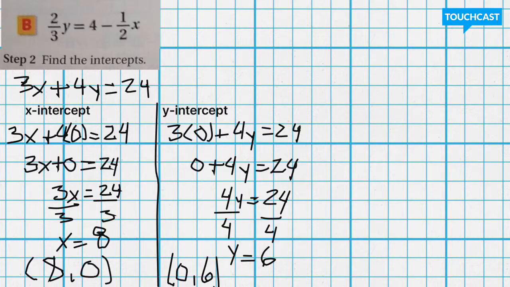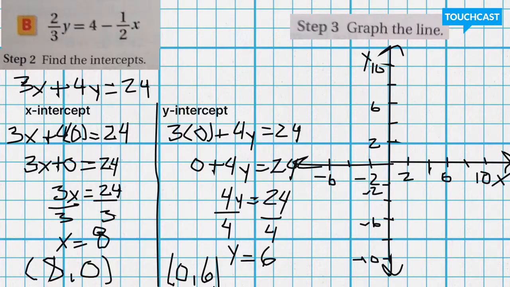Now we can do step 3, which is graph the line. So let's draw ourselves a coordinate plane. This time I'm going to go, each mark on both the x and the y-axis is 2. So I've got the point 8, 0, so we're going to go over to 8 on the x and put a point. We've also got the point 0, 6, so on our y, we're going to just go to 6 and put a point. And now with a straight edge, we can connect those two dots to form our line.